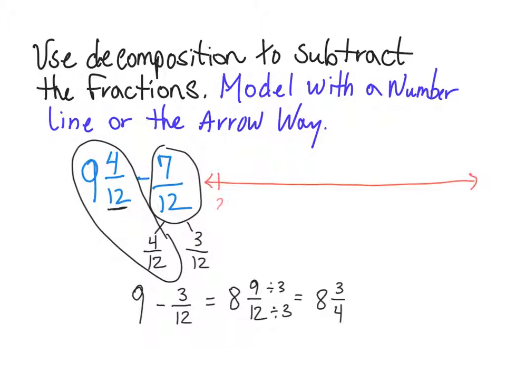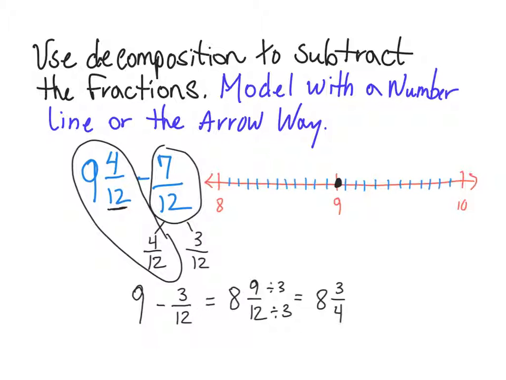So let's start with an 8 over here, a 9 in the middle, and a 10. And I'm going to cut this up into 12ths. Here we go. 1, 2, 3. All right, I stopped it just to save some time. There's my number line. Now I'm going to find 9, and 9 is right here.